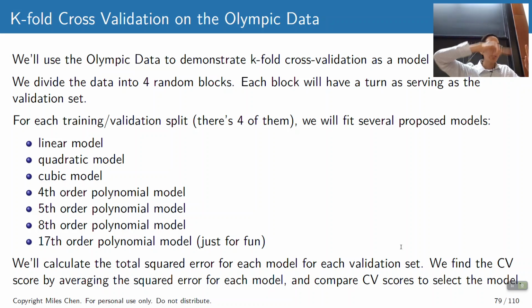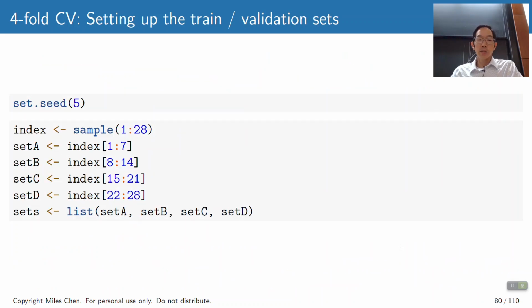Once we have that line of fit, we're going to look at the 7 observations that we leave out, and measure our error there. We're going to find the cross-validation score by averaging the squared error for each model. So this is how I'm going to split our data into 4 different sets.